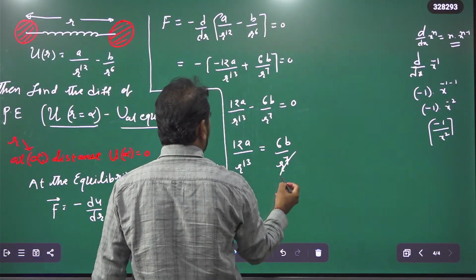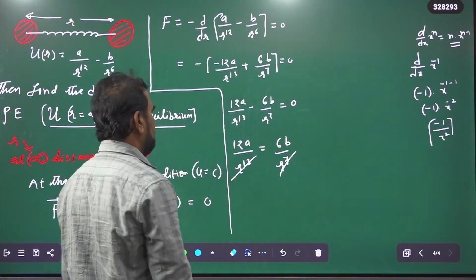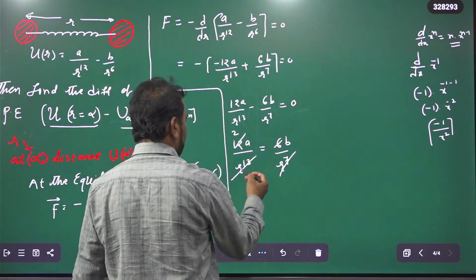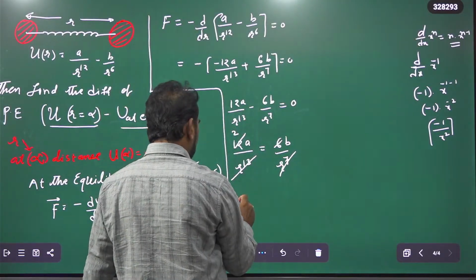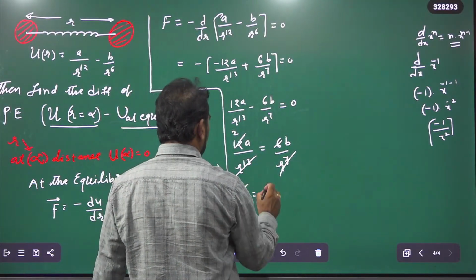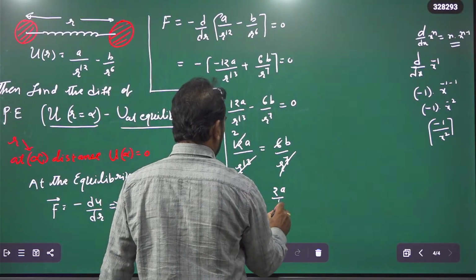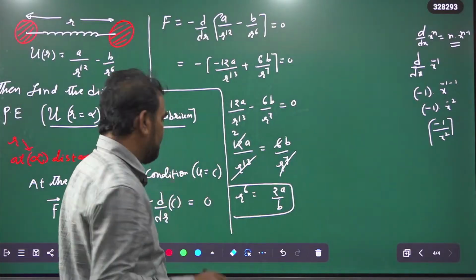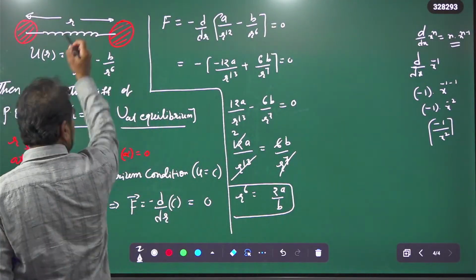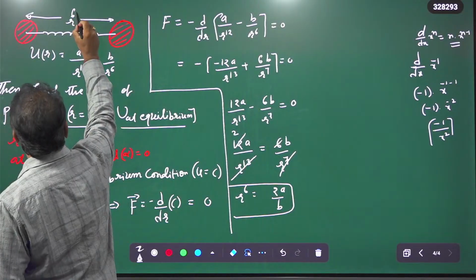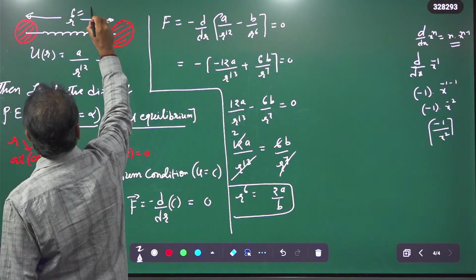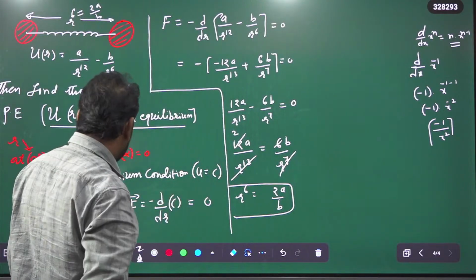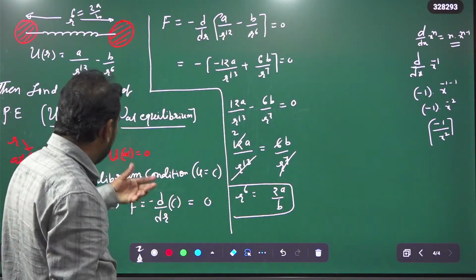r to the power of 7 and r to the power of 13 cancel out, leaving r to the power of 6. Twelve over six gives 2. Therefore, r to the power of 6 is equal to 2a upon b. At the equilibrium condition, the intermolecular distance satisfies r to the power of 6 equals 2a upon b. At this distance, how much potential energy is possessed?